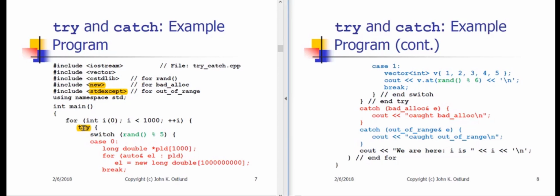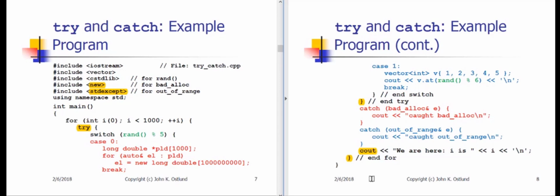The try block starts just as we enter the for loop for the current iteration, and the try block ends at this point here on slide 8. We have two catch blocks following the try block, and below the catch blocks we have a cout statement and the curly brace that concludes the for loop. Alright, so let's see what this program is doing here.